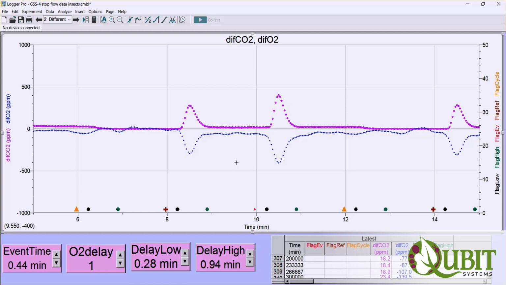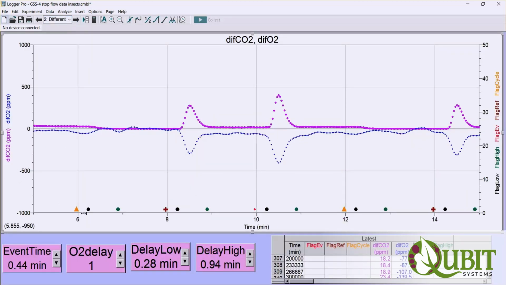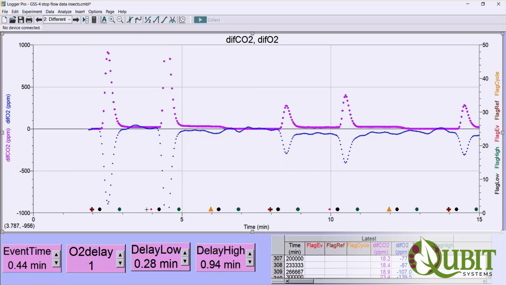So once we have set the delay high and delay low parameters, we can now go to page 3 where the final summary calculations and the summary final data are shown. I haven't mentioned this earlier, but I should mention it right here: with stop flow experiments, the very first cycle, which is the data collected here, should be ignored, because during the first cycle each channel has a different stoppage time, so the data is not representative.